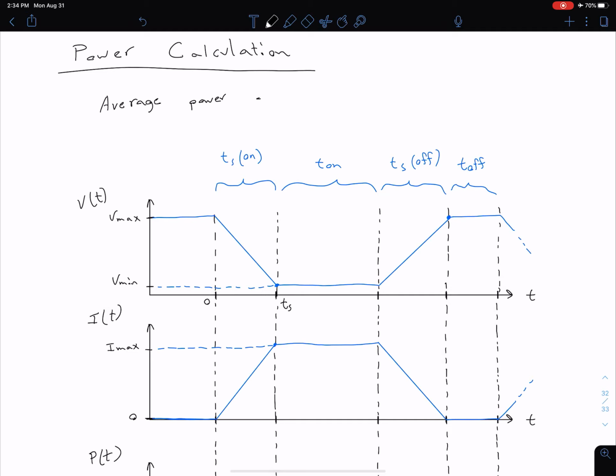And so what we're going to do after we develop an equation for our average power dissipated, we're going to look at an example in a later video that compares our switching power supplies to our linear power supplies, and we're going to see just how much better we can get our efficiency by using these switching power supplies.